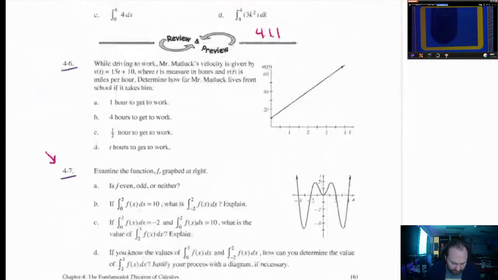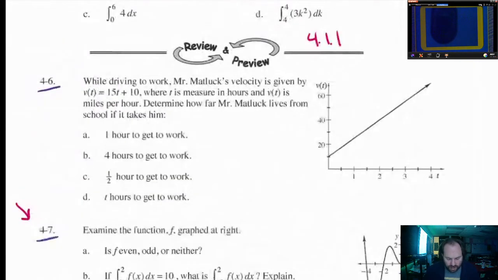In 4-6, while driving to work, Mr. Matluck's velocity is given by v of t equals 15t plus 10. That is a velocity function where t is in hours and v of t is in miles per hour. Determine how far Mr. Matluck lives from school if it takes him.